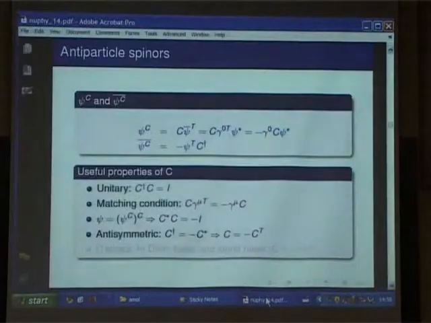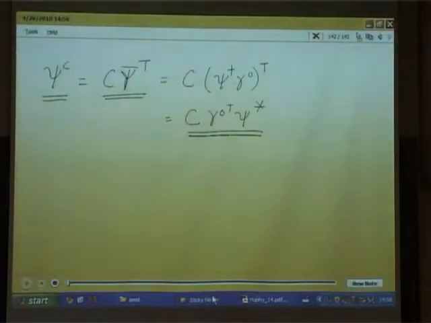Let me see if I have found one more. But now remember that C gamma mu transpose was equal to minus gamma mu times C. So this can therefore always be written also as minus gamma 0 C times psi star. So you also see this notation. You will see different notations like this.